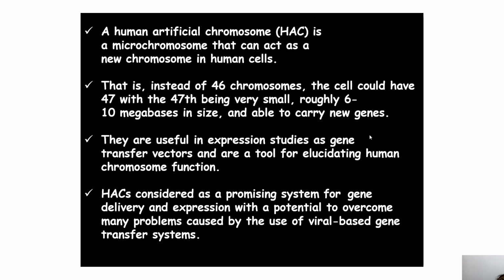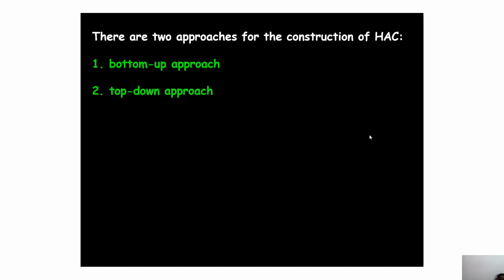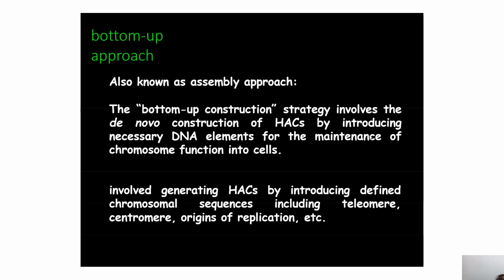So HAC is considered a promising system for gene delivery and expression with the potential to overcome many problems caused by the use of viral-based gene transfer systems. Now there are two approaches for the construction of HAC, bottom up and top down. So the bottom up approach is also known as the assembly approach. This strategy involves the de novo construction of HACs by introducing necessary DNA elements for the maintenance of chromosome function into cells. It involves generating HACs by introducing defined chromosomal sequences including telomeres, centromere, and origin of replication, etc.